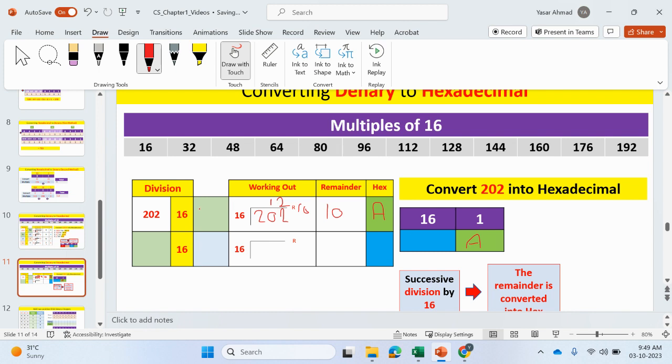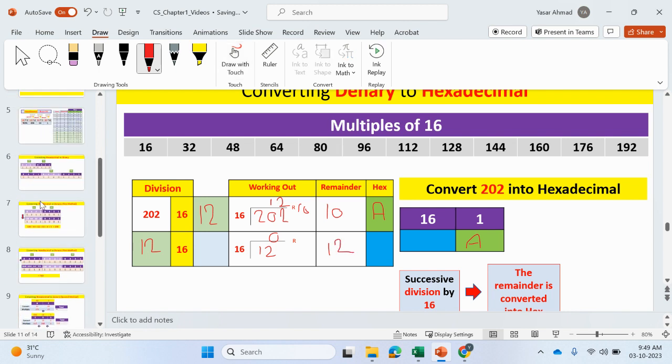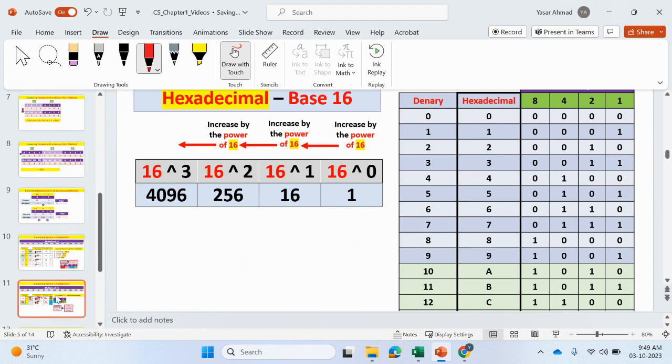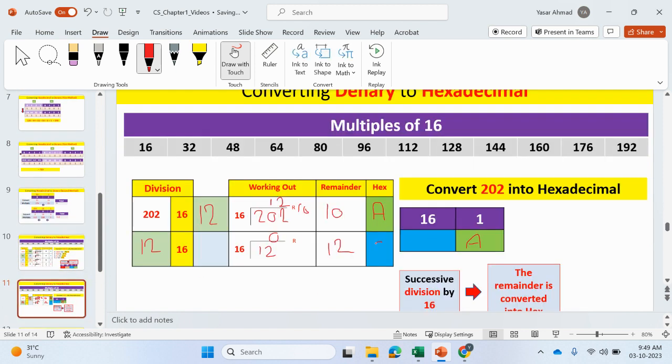I'm going to put 12 down here and here. So how many times does 16 go into 12? The answer is 0, it doesn't. And the remainder is 12. And what is 12? Let's have a quick look here. 12 is C. So we can put a C there and here. So the answer we have is CA.